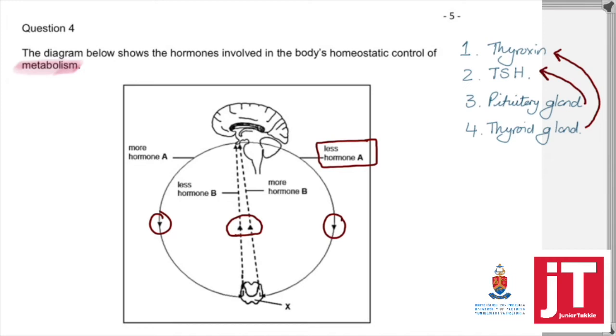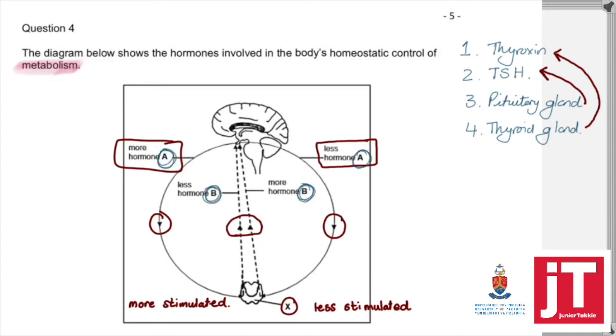So less of hormone A would mean that gland X would be less stimulated. More of hormone A would mean gland X would be more stimulated. So that's the first thing to understand here. So we've got more and we've got less of hormone A. And then, moving a little bit further, you can see here, referring to hormones A and B, moving up towards the brain, we've got more or less of hormone B in each of those respective circles.